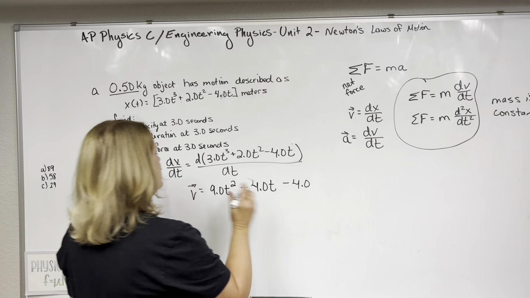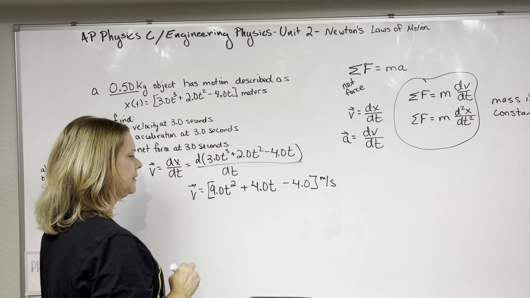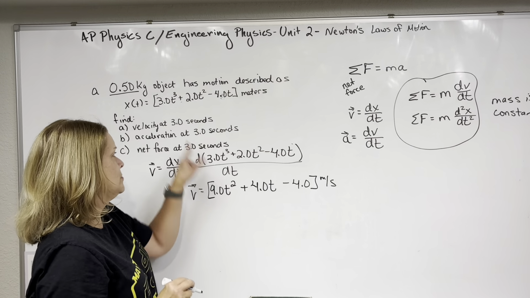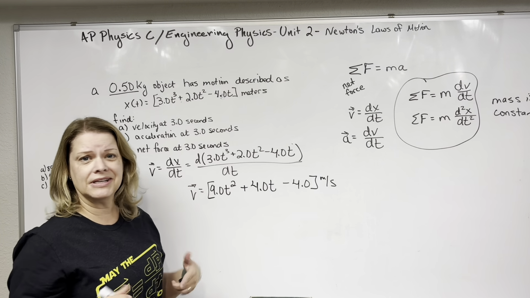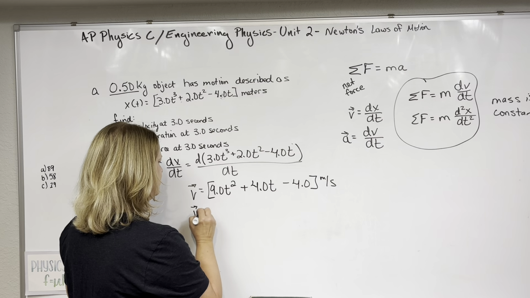All right, perfect. Now we have our velocity. I'm going to keep putting those units because they matter. And now I just put in 3 seconds for all of my times to get my velocity exactly at 3 seconds. These derivatives are very powerful.